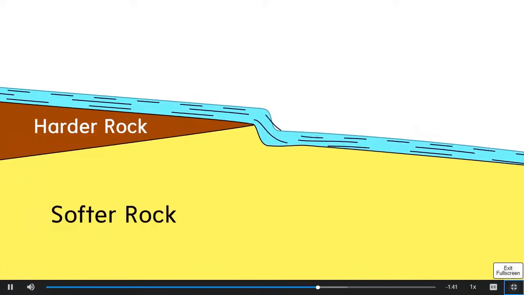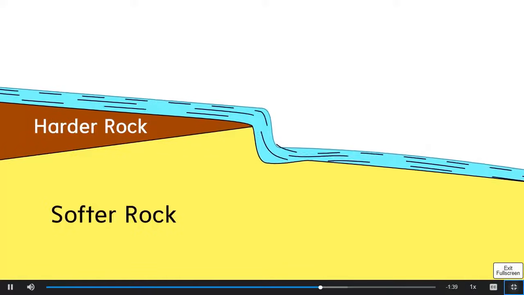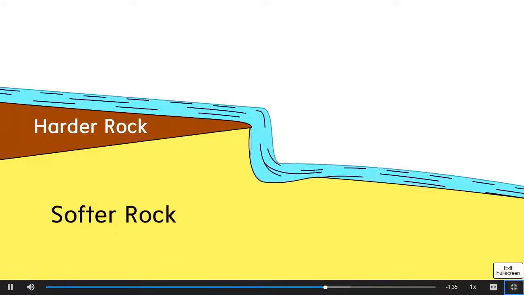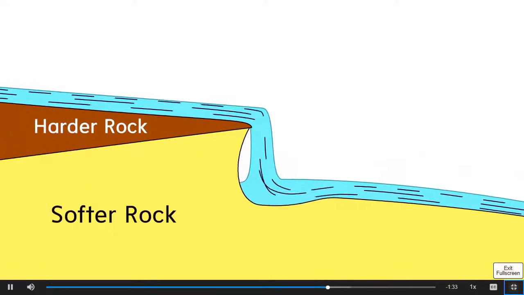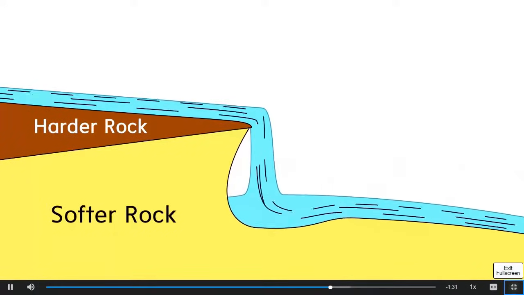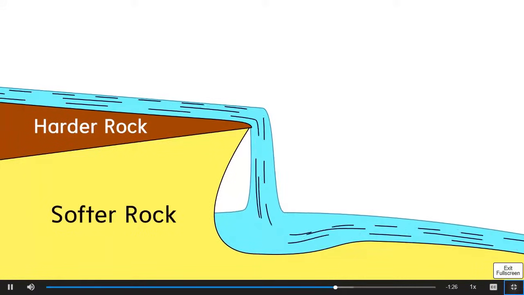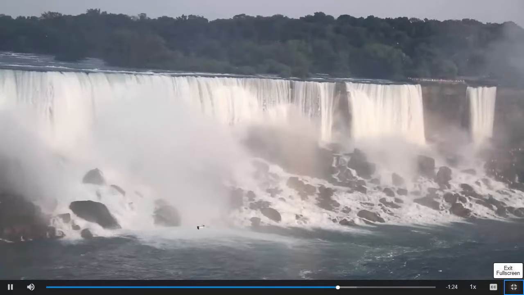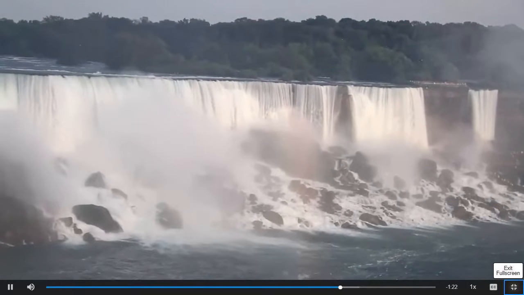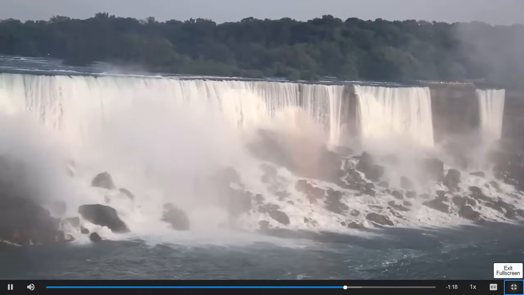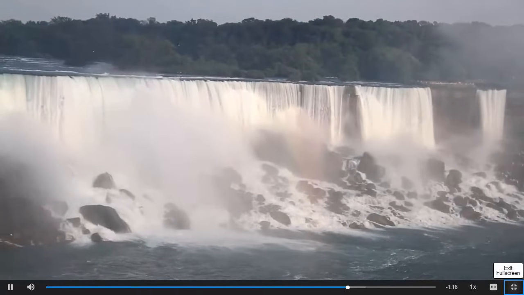An area of softer rock eroded faster than the harder rock, creating a step. The step became taller. The force of falling water hitting rock continued to weather the rock at the bottom of the falls, and a pool formed. Over 12,000 years, the water weathered and eroded the rock to create Niagara Falls. Let's look at more examples of weathering and erosion.